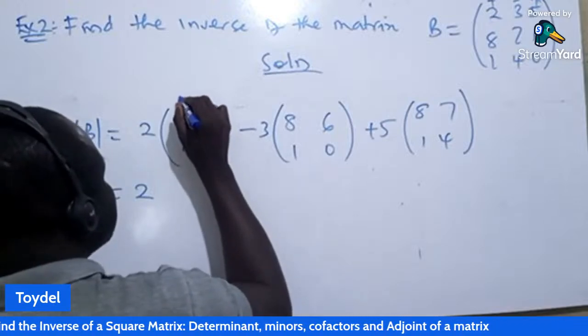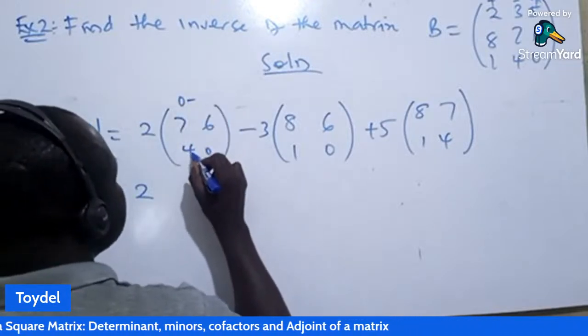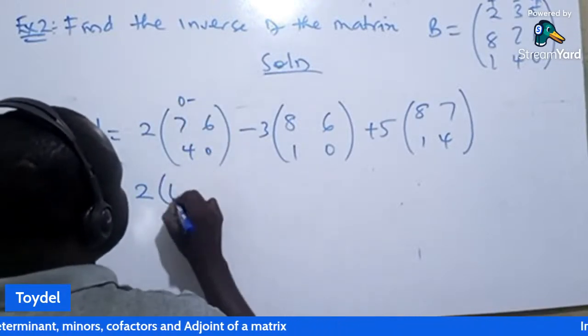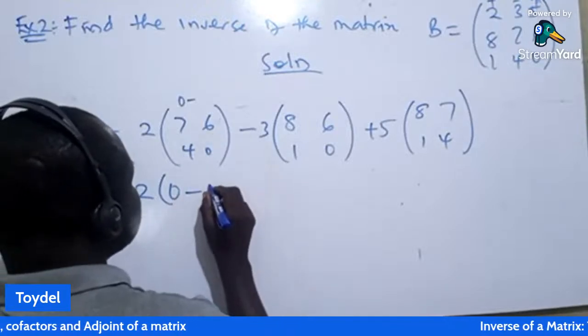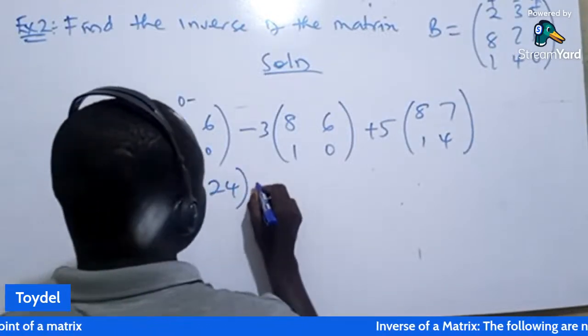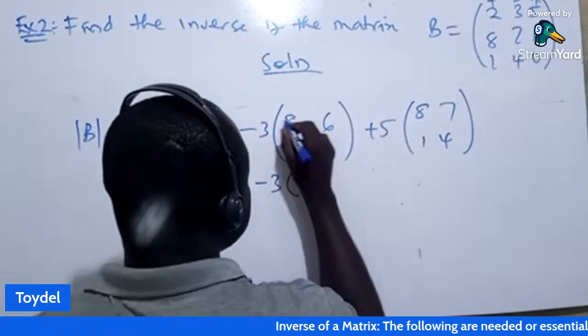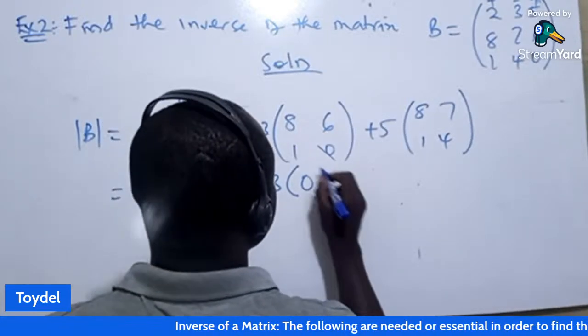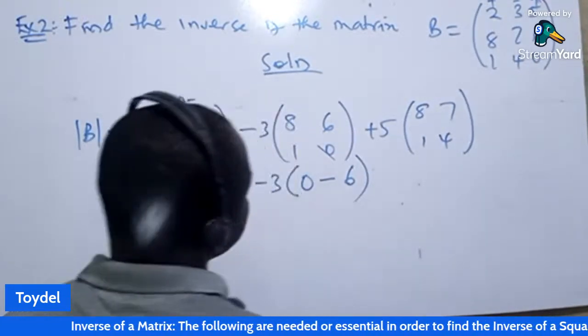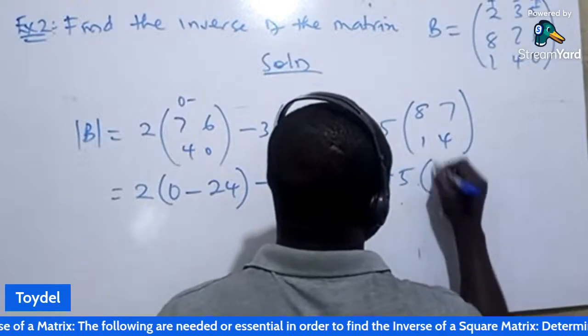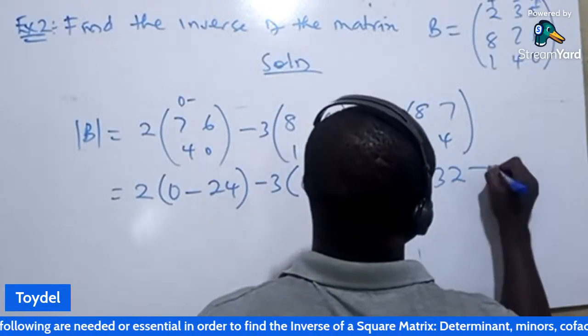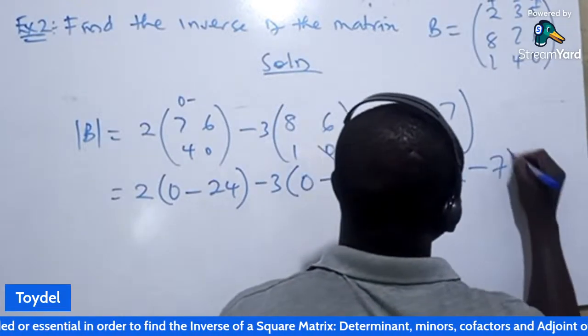7 times 0 is 0 minus 4 times 6, 24, so that's 0 minus 24. Then we have minus 3 into bracket: 8 times 0 is 0 minus 1 times 6, 6. Then plus 5 into bracket: 8 times 4, 32 minus 1 times 7, 7.